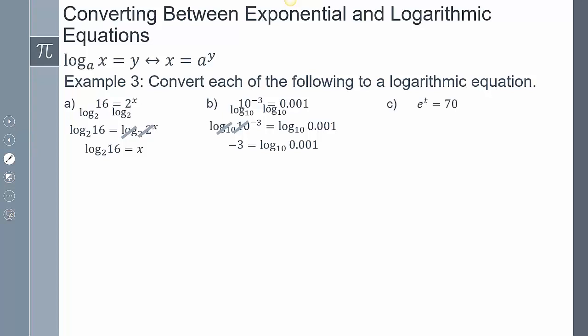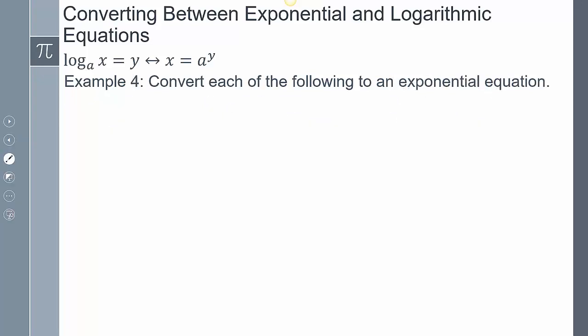For c, we're going to be introducing e now, and we're going to define it a little bit more later. But what cancels out with e is going to be log base e, and so those are going to cancel out there, and so I get t equals log base e of 70.